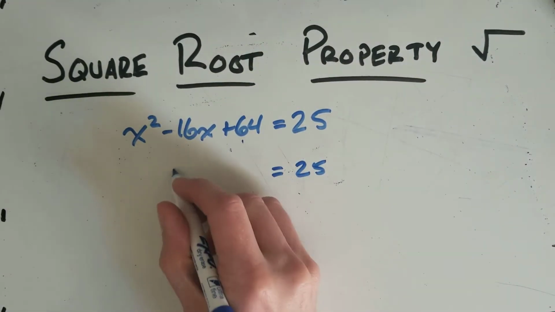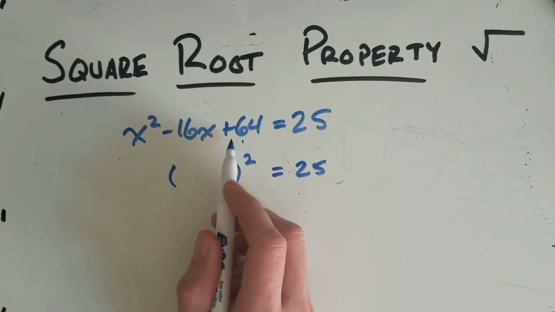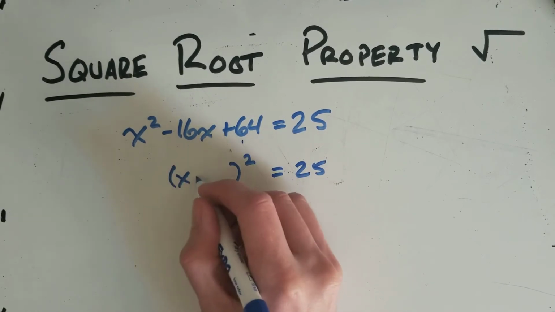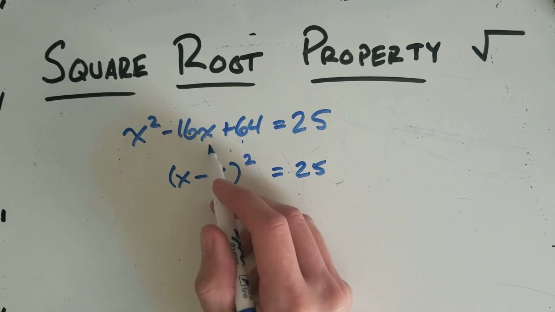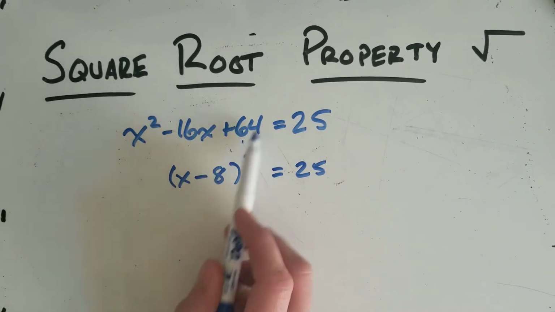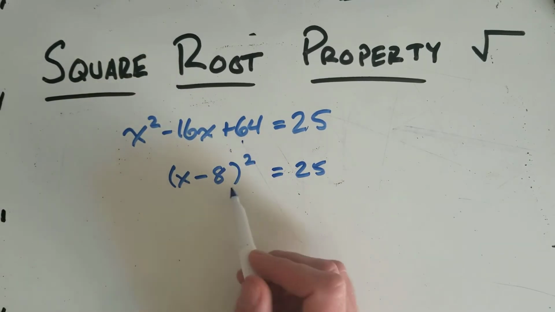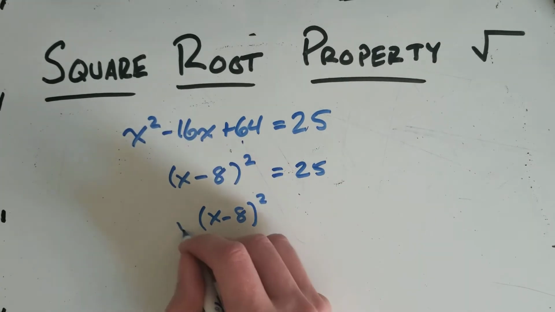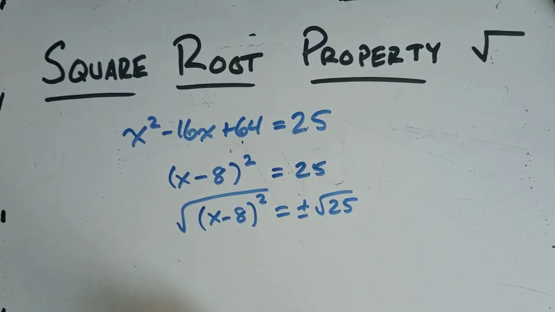On this side, let's write this as a binomial squared. This is a perfect square, so we're going to have x, and then we have that minus in the middle, minus 8. You can check and find out this is a perfect square. If this side wasn't a perfect square, we'd have to subtract the 25 and try to factor. But it is, so we can now take the square root of both sides. Take the square root, plus or minus our square root over here.